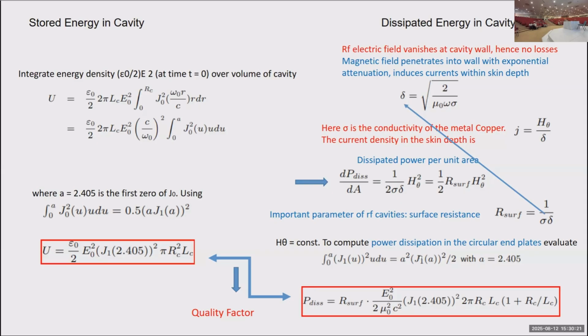And this delta is the skin depth that you have talked about. That is approximately, we can get near to the full Q.